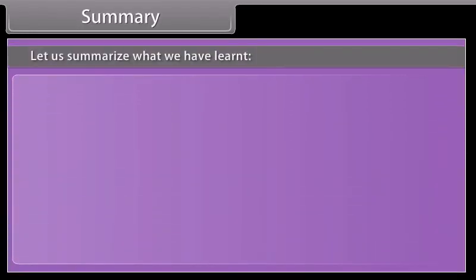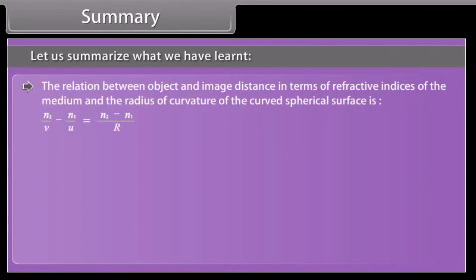Summary. Let us summarize what we have learned. The relation between object and image distance in terms of refractive indices of the medium and the radius of curvature of the curved spherical surface is n2/v minus n1/u is equal to (n2 minus n1)/R. Lensmaker's formula is this.